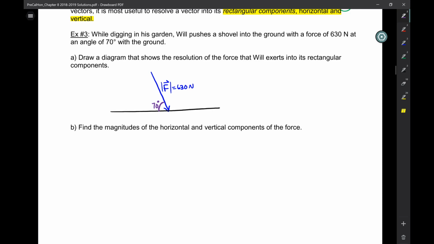Okay? Now, it says draw a diagram that shows the resolution. What's that word, resolution? So when it says that shows the resolution, it means broken into components.